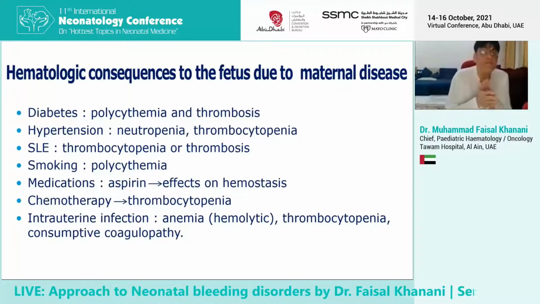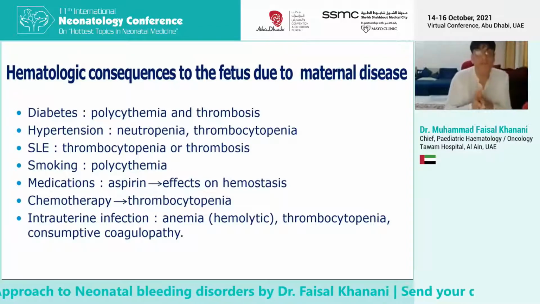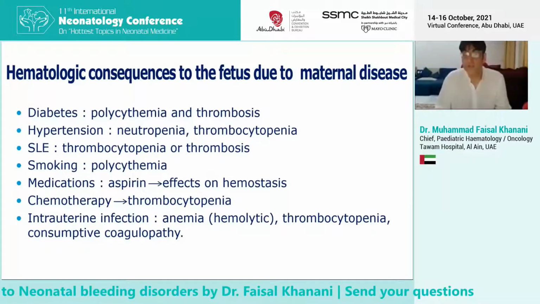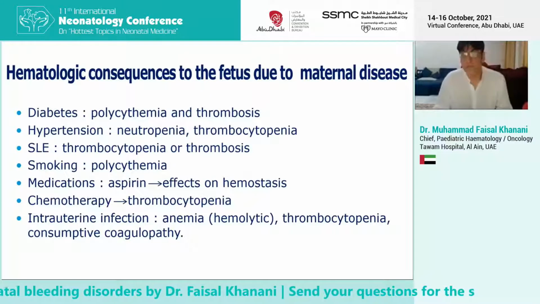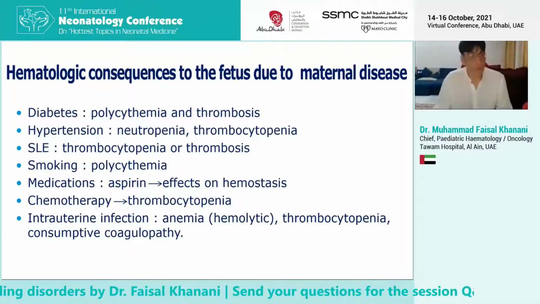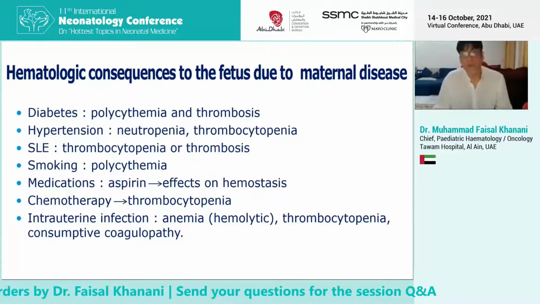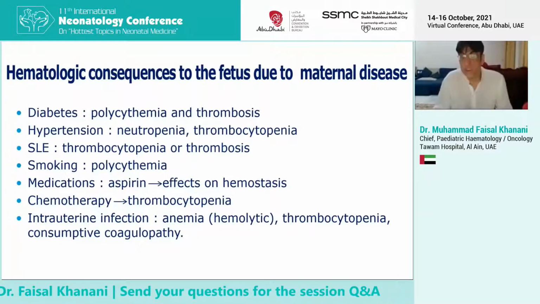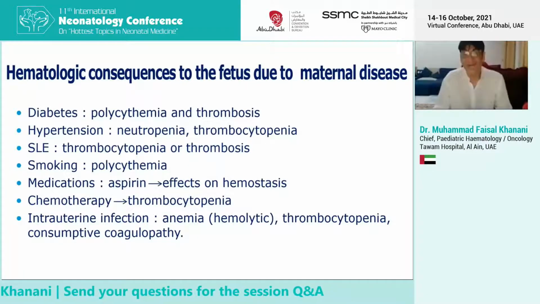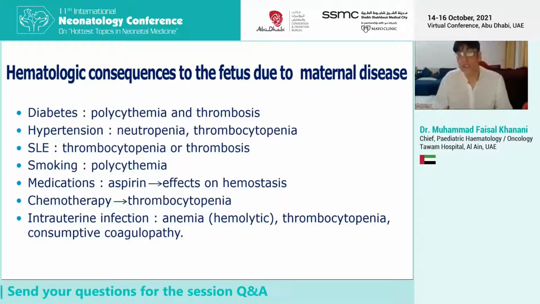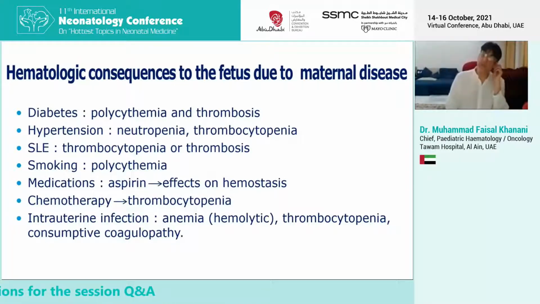Maternal and fetal disease influence the hematological consequences in the fetus. Diabetes with polycythemia can give thrombosis in a newborn. Hypertension in the mother can lead to neutropenia and thrombocytopenia. SLE in the mother can lead to thrombocytopenia and thrombosis. Smoking can lead to polycythemia.